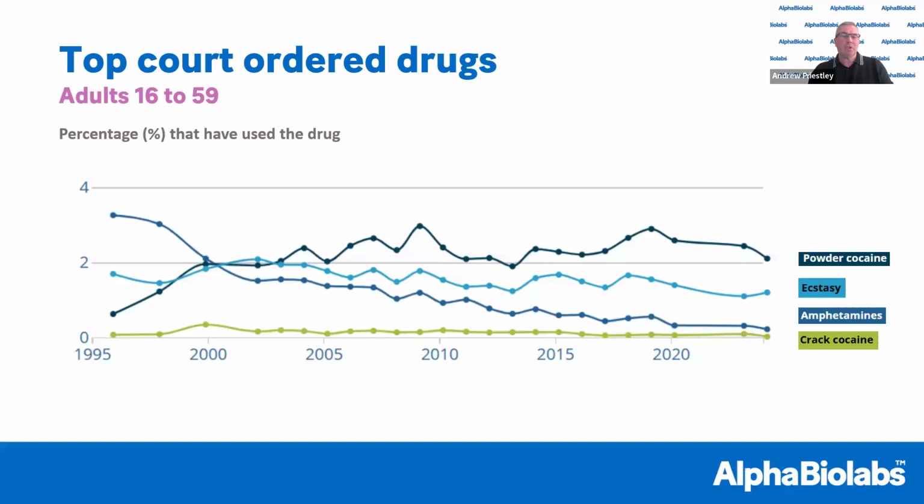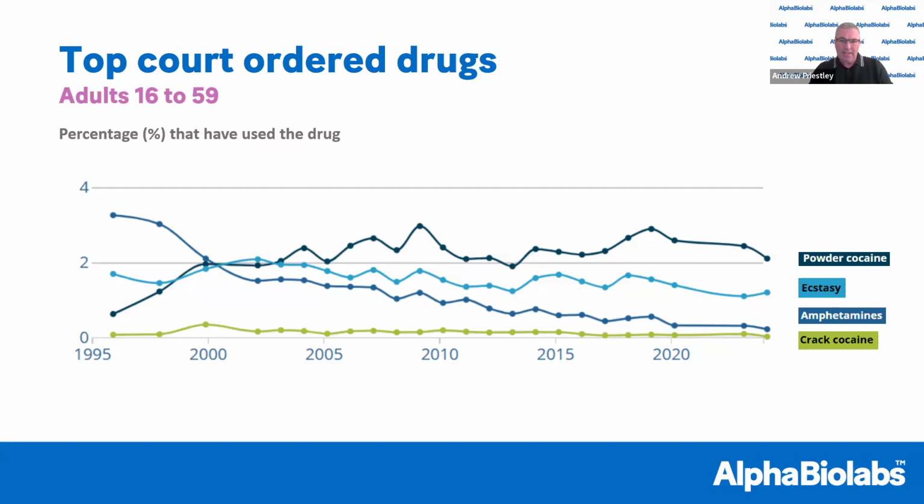So then just a few graphs to show you really, again taken from the report. This first one looks at a number of what we call top court ordered drugs. So you've got cocaine in two formats, powder and crack cocaine, and then you've got ecstasy, which is a type of methamphetamine, and amphetamines in general. And you can see this survey goes back a long way, to the mid-90s.